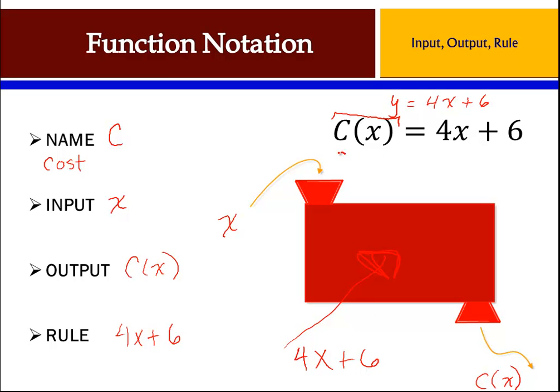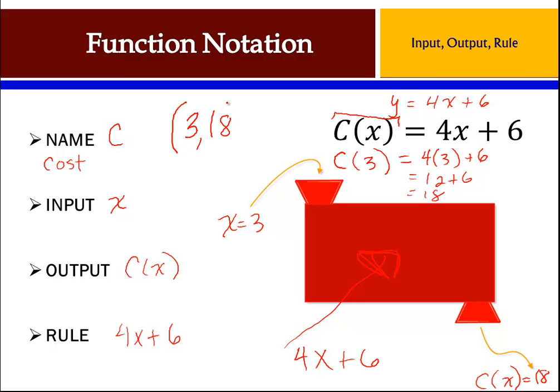So we might do one like c of 3. That means x is 3 going in. Inside the function, we do 4 times 3 plus 6. That's 12 plus 6, or 18. So we would say our output, c of x, is 18. In 3, out 18. It can be written as an ordered pair, (3, 18).